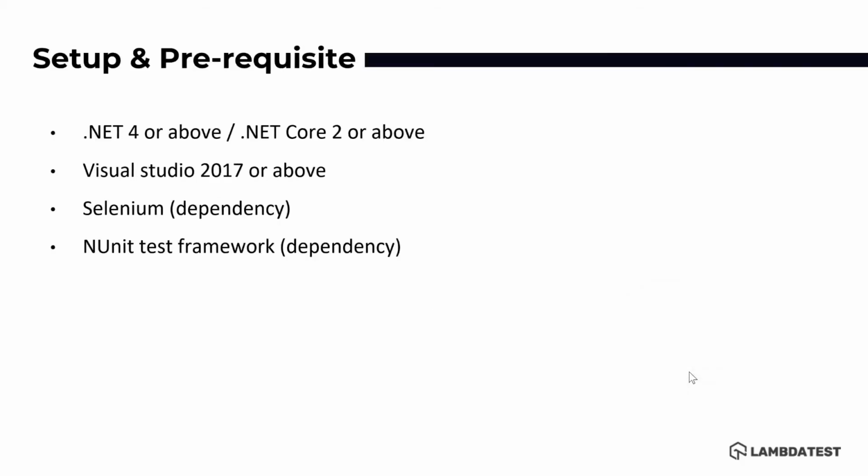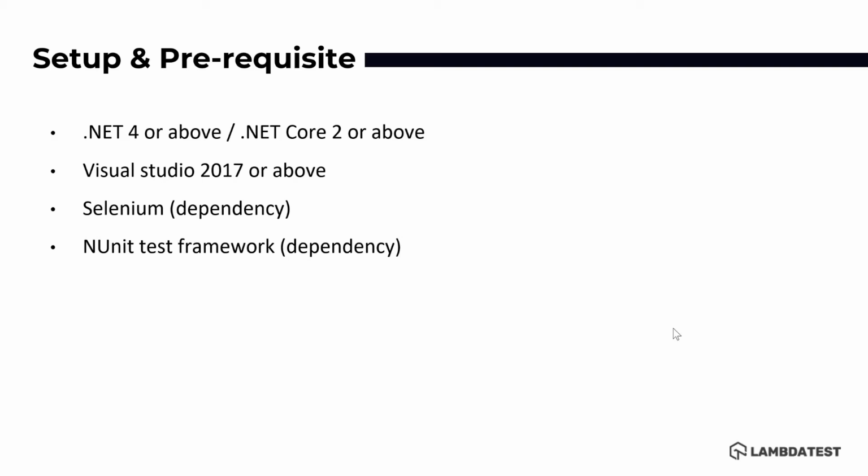We need to have .NET 4 or above or .NET Core 2.0 or above installed within our machine, and this framework installation automatically comes if you install Visual Studio 2017 or above. And we also need to create a project which should have dependencies for Selenium and NUnit test frameworks. So these are the setup dependencies and prerequisite that we need to have within our test while working with NUnit testing framework and Selenium in C#.